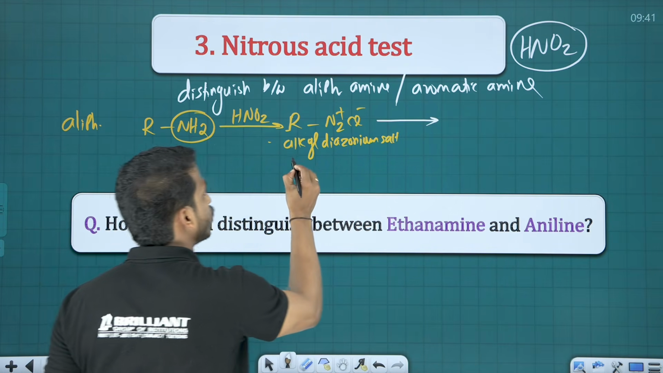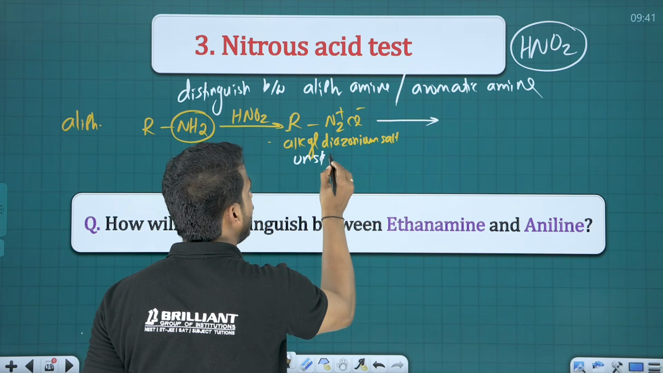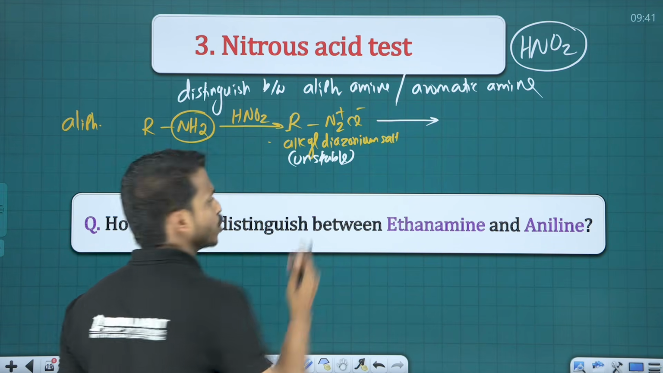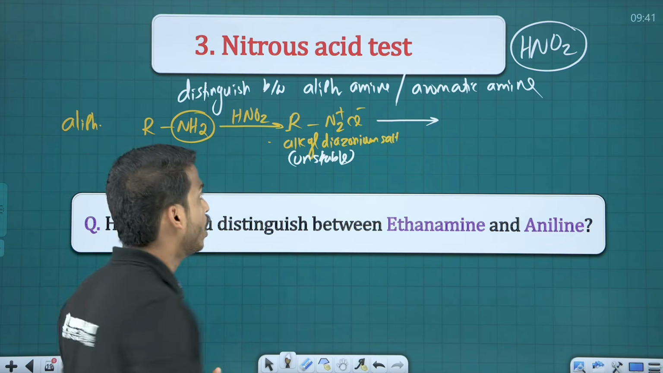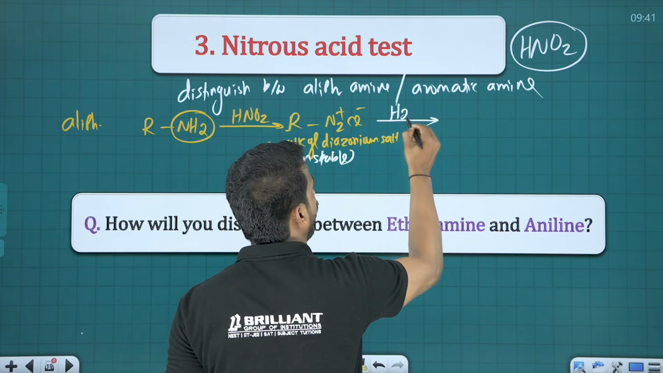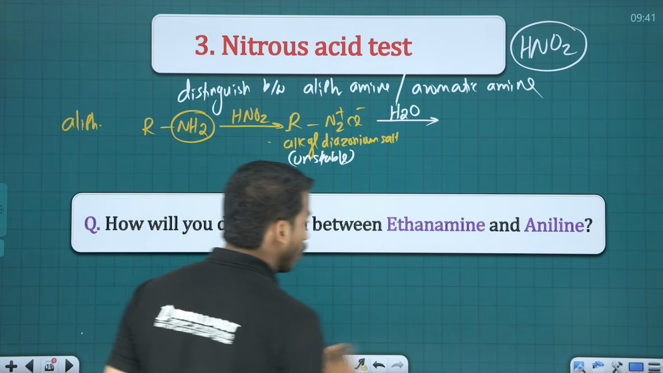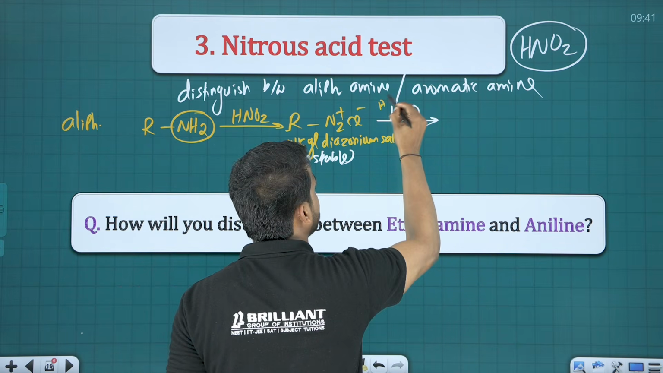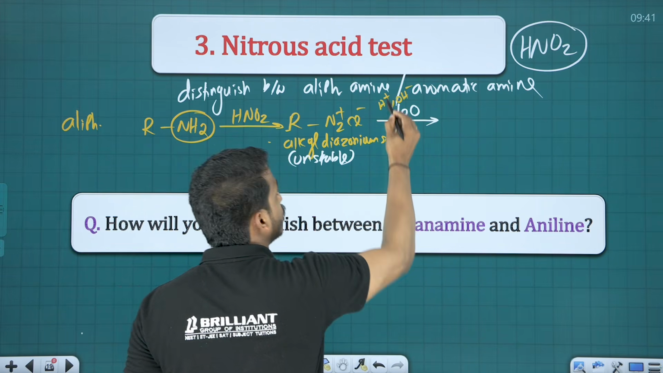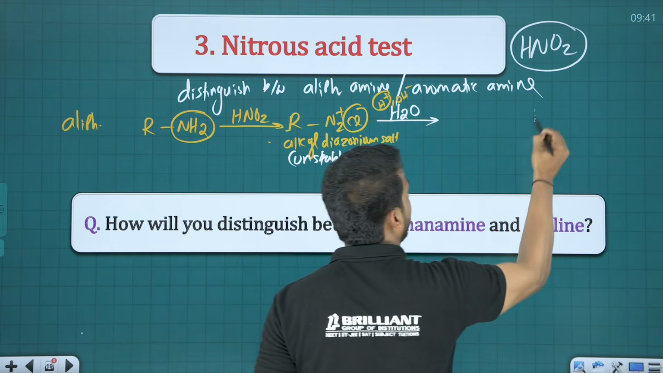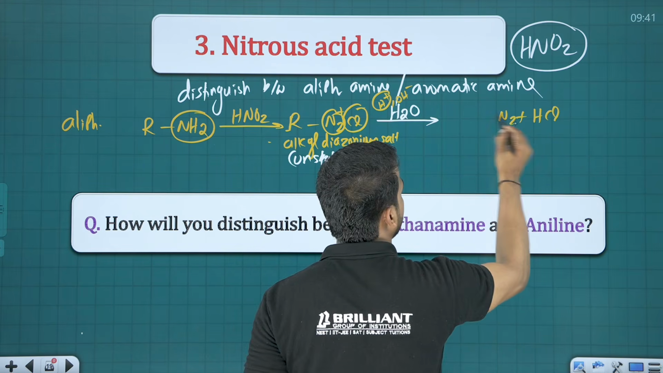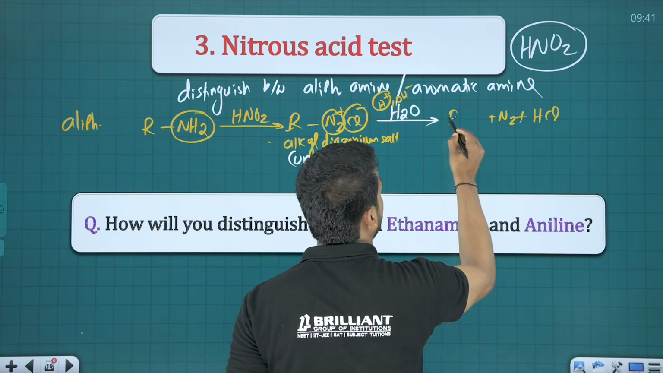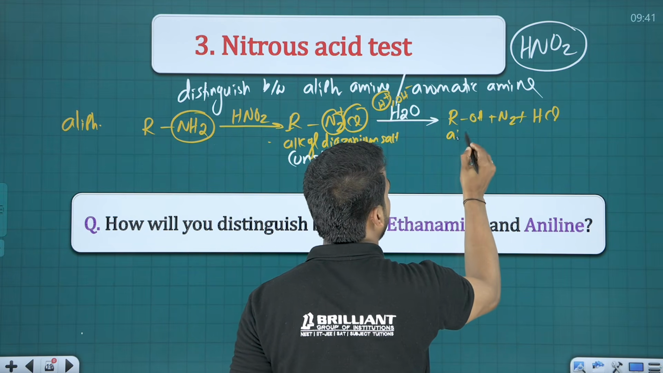This alkyl diazonium salt is highly unstable because no resonance, nothing, no resonance stabilizing factor here. So, it immediately react with the water in the medium. What all the ions present in water? H plus and OH minus, right? So this H and Cl combine, HCl out. The nitrogen gas come out. What is left? R with OH. What is ROH mean? Alcohol.